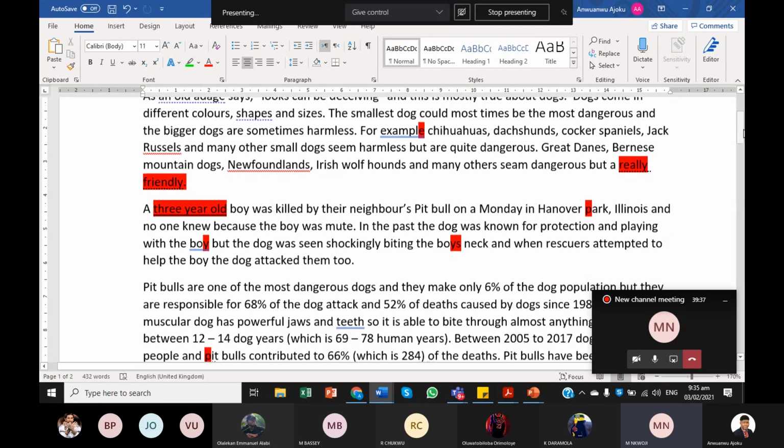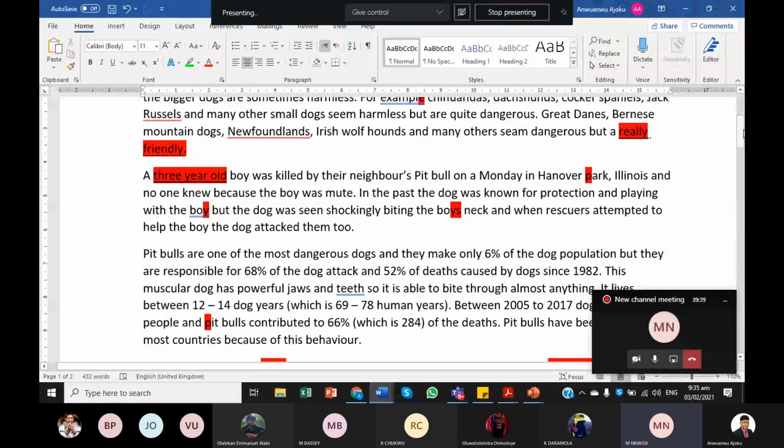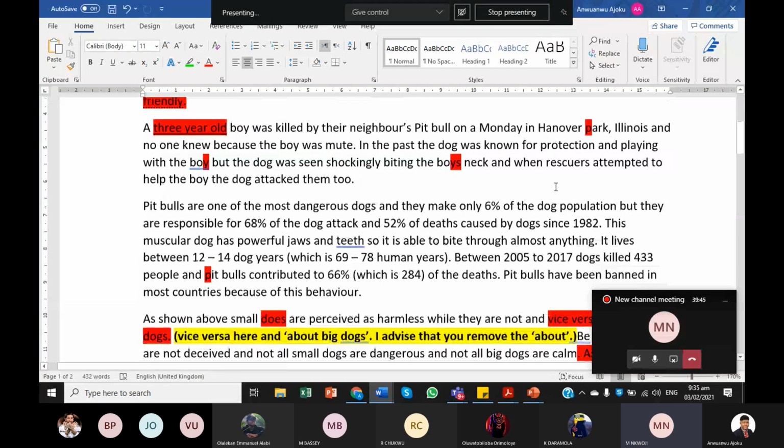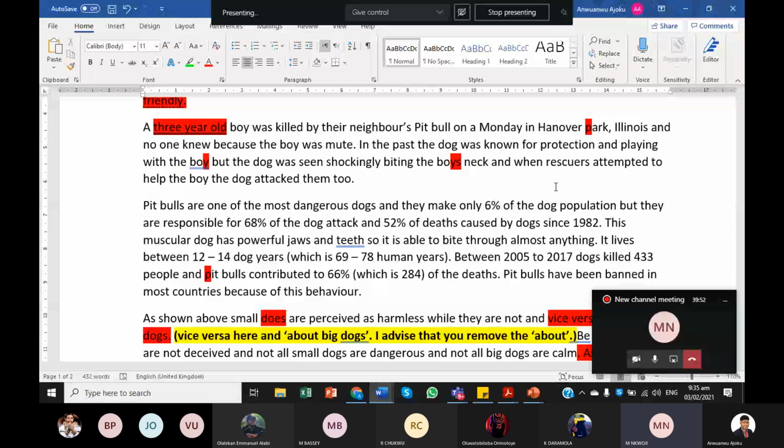A 3-year-old boy was killed by their neighbor's pit bull on a Monday in Hanover Park, Illinois, and no one knew because the boy was mute. In the past, the dog was known for protection and playing with the boy, but the dog was seen shockingly biting the boy's neck, and when the rescuers attempted to help the boy, the dog attacked them too.